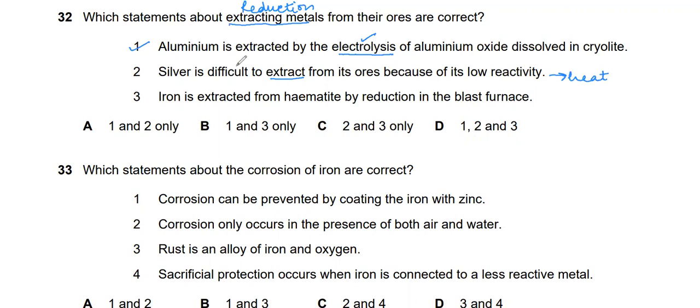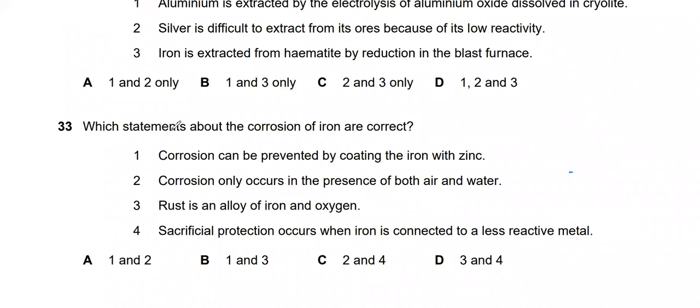Okay, so it's not difficult, it's easy to extract them. So that means statement 2 is incorrect. Iron is extracted from the hematite by reduction in the blast furnace. As I already told you, the extraction is a reduction process. So yes, 1 and 3 are correct. So option B will be correct, where 1 and 3 are the only correct statements here. 2 is wrong. So for question number 32, we have the correct option B.